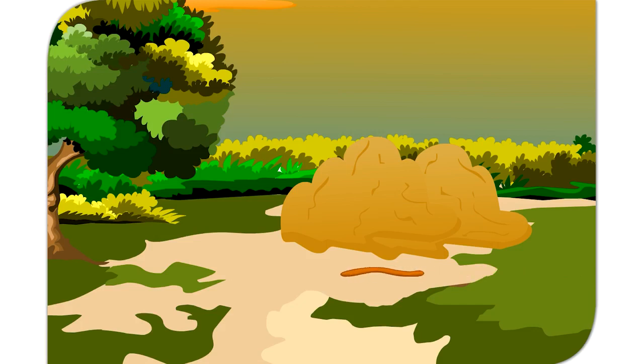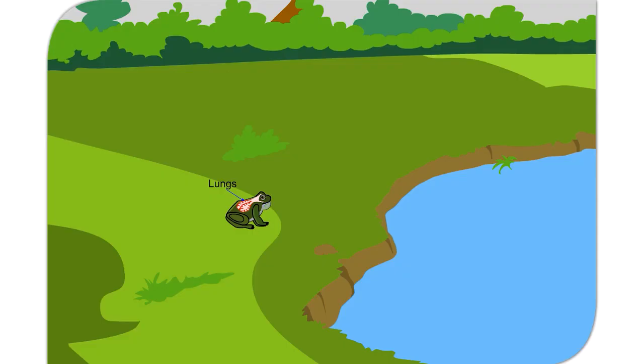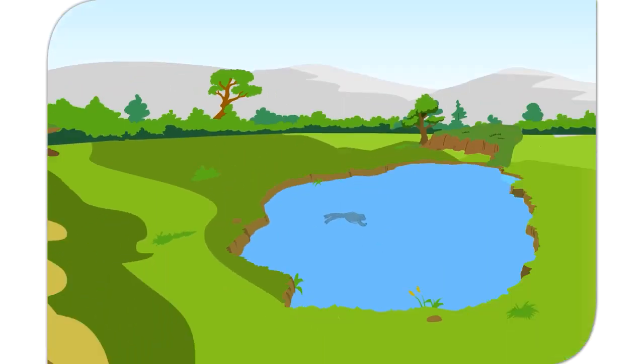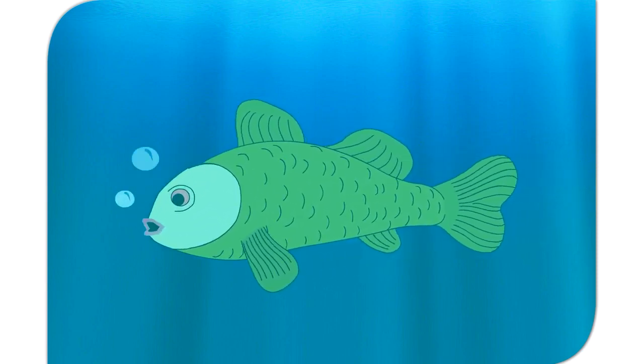Earthworms have a thin and moist skin. Gases pass into and out of the earthworm's body through their skin. Frogs breathe with the help of their lungs on land and with the help of their moist skin when in water. Fish breathe with the help of gills that are present on either side of their head.